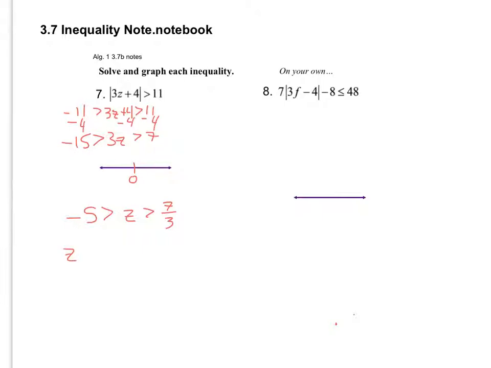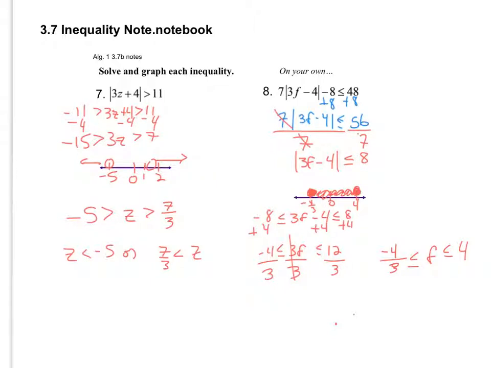Now let's rewrite this. We've got z less than negative 5, or we've got 7/3 less than z. So I've got negative 5 right about there. Z is everything to the left of that. Let's see, 6/3 would be right at 2, so it's going to be somewhere right between 1 and 2. And z is everything greater than that, so everything in that direction. Go ahead and pause your video. Try number 8.